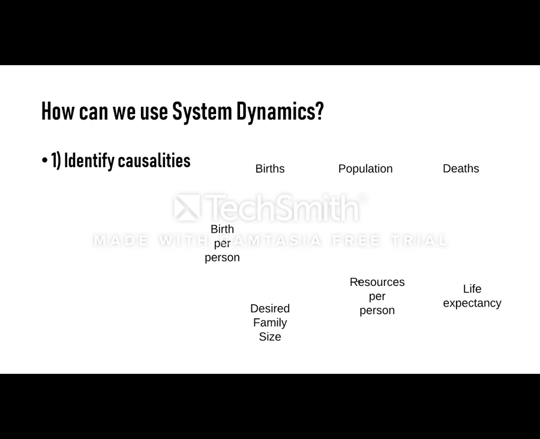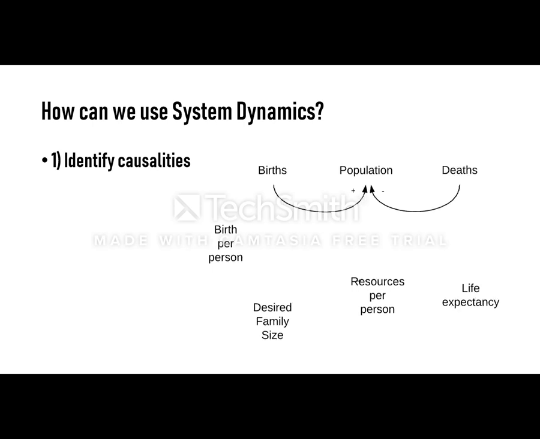For example, for the case of representing a population, the elements intervening would be, of course, the birth, the death, the birth rate per person, the contextual desired family size, the resources available per person, the life expectancy for this population, etc. And beyond identifying the elements, the connections should be built. So it is important to see how, for example, the more births there are, the bigger the population would be. On the other hand, the more deaths occur, the lower the population would be.